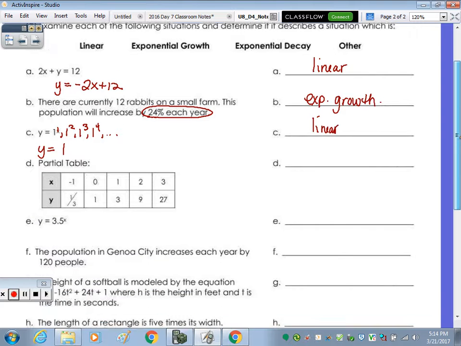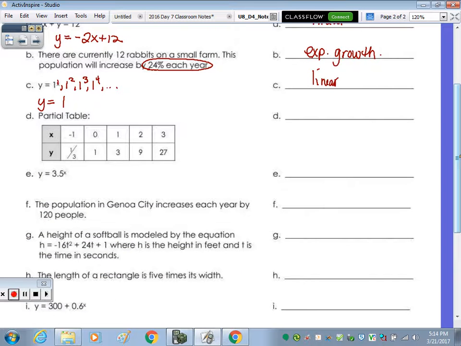Looking at the table, so x's are increasing by 1. Looking at the y values to go from 1 to 3, 3 to 9, 9 to 27, we are multiplying by 3. And as your x values increase, so let's make note, as x increases, y also increases. Okay, so that's going to be exponential growth.